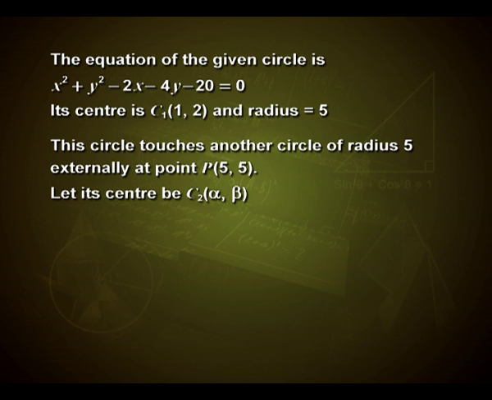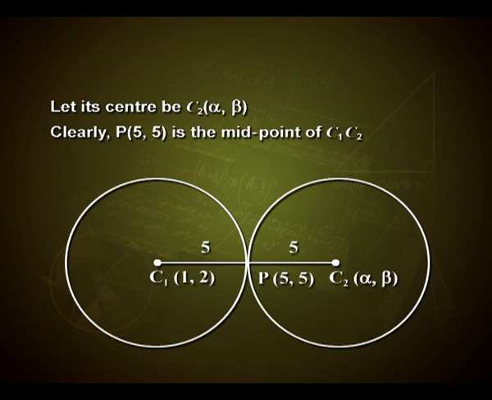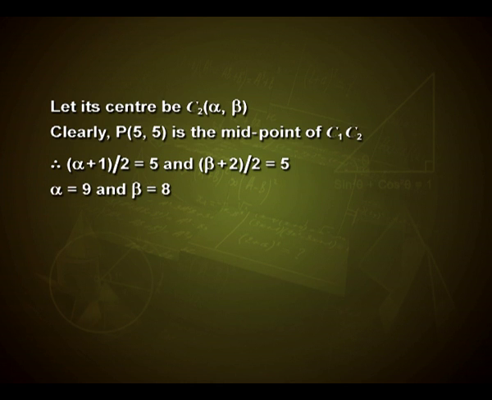Let its center be C2 with coordinates (alpha, beta). Clearly, P (5, 5) is the midpoint of C1 C2. Therefore, (alpha plus 1) upon 2 is equal to 5 and (beta plus 2) upon 2 should be equal to 5. On solving, we get alpha is equal to 9 and beta is equal to 8.